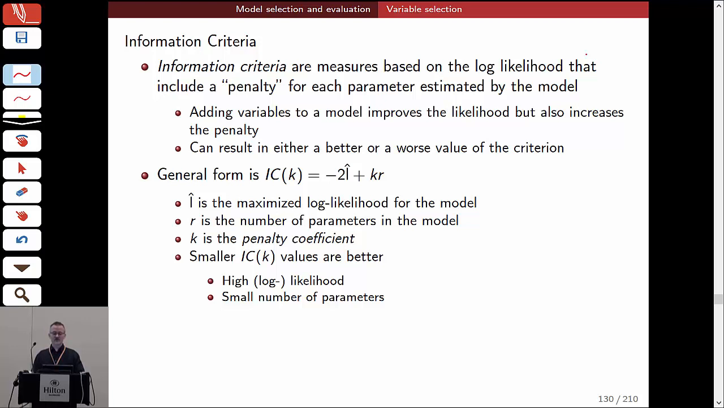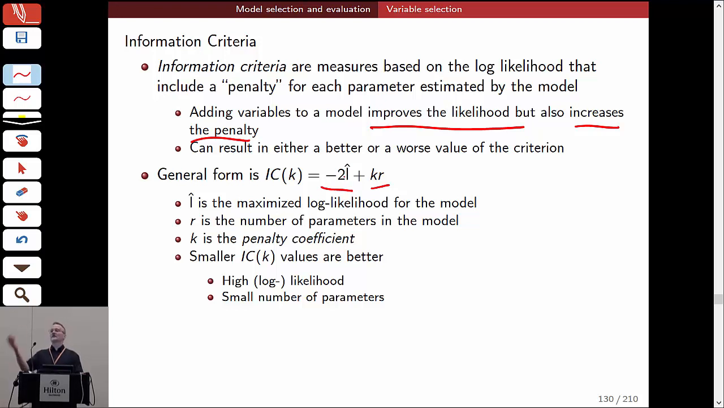So adding variables to a model improves the likelihood, but also increases the penalty. So you put a penalty on the likelihood, and it looks something like this. Adding a variable can result in either a better or a worse value of the criterion. There are two terms to an information criterion. The first term is just -2 times the log likelihood.